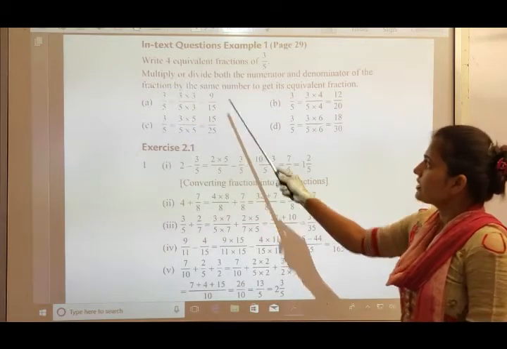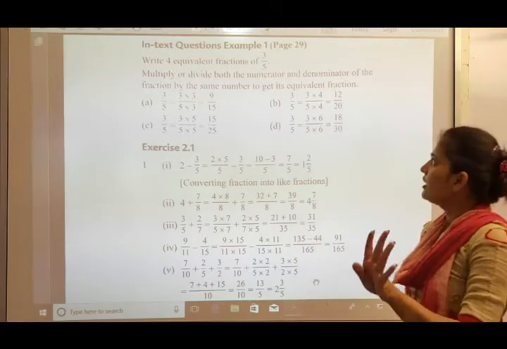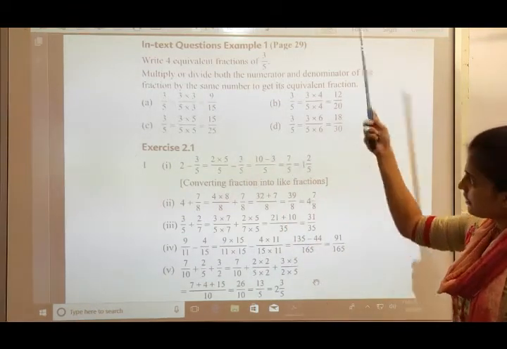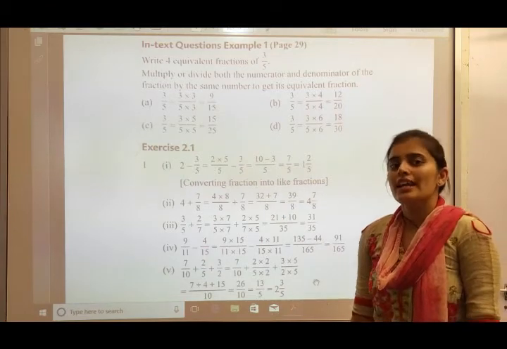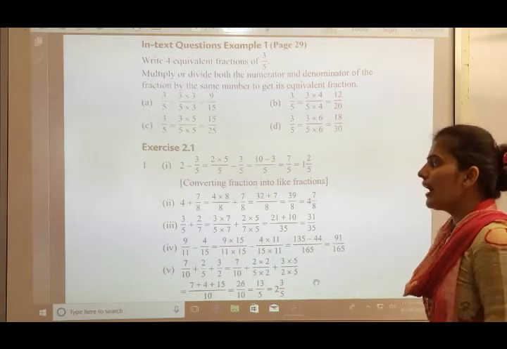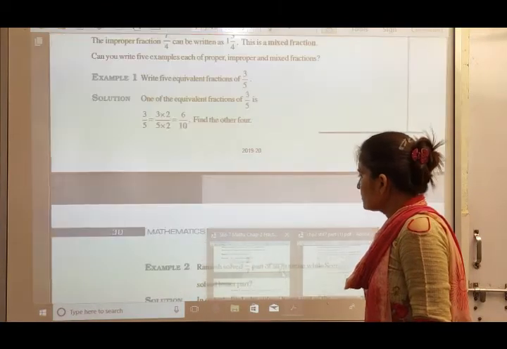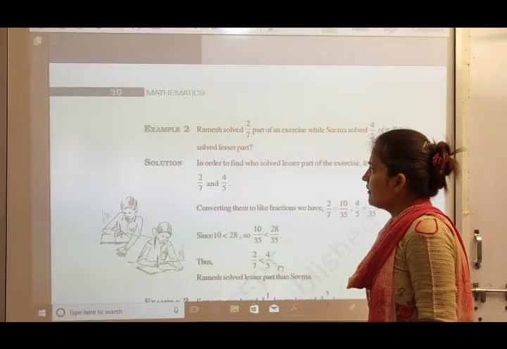So here you can see 1, 2, 3, 4, four different equivalent fractions I am getting. So all these 4 and the other one which is given in the textbook are all equal to 3 by 5. Now next example is given, example number 2.